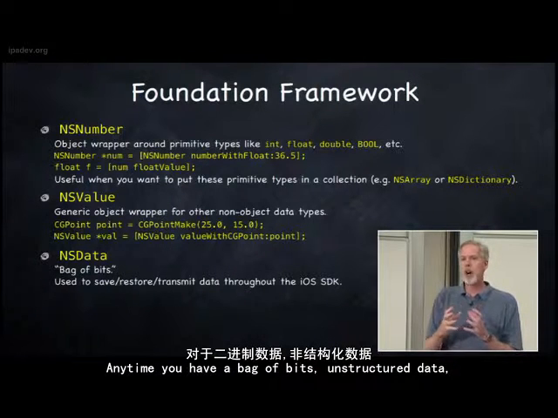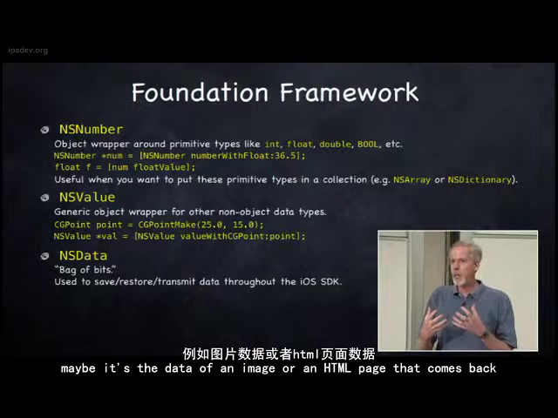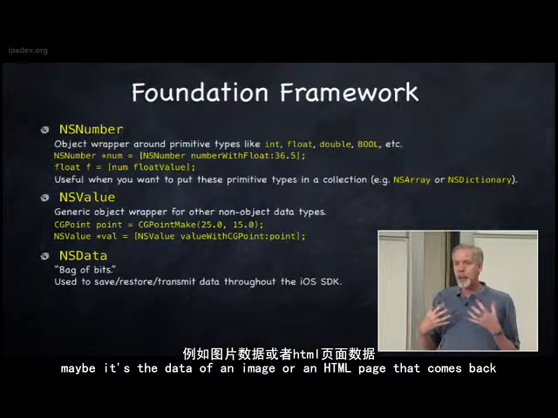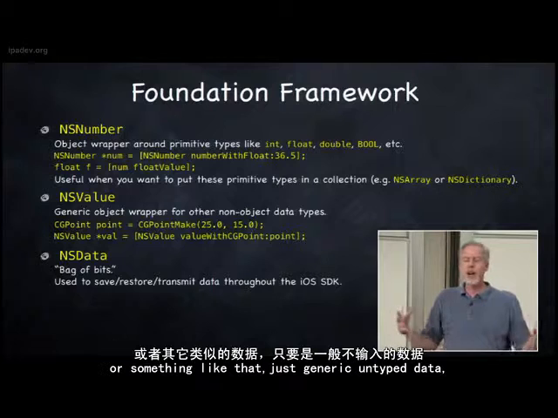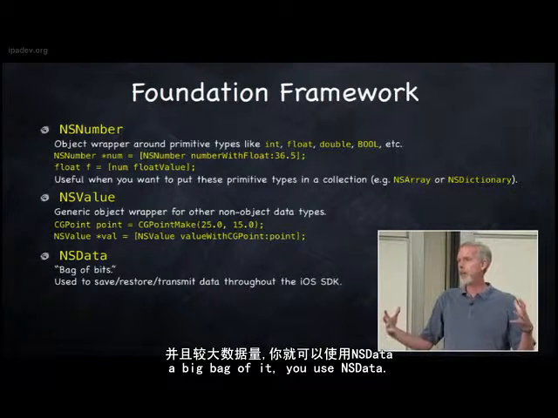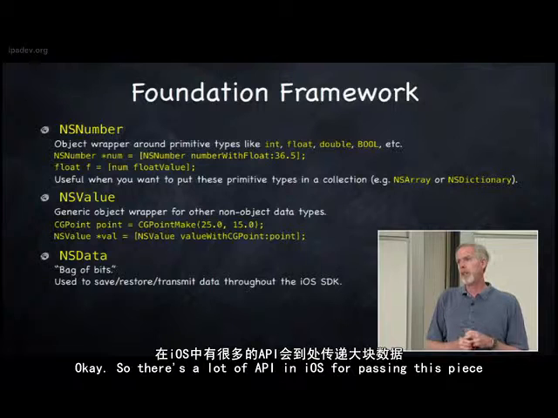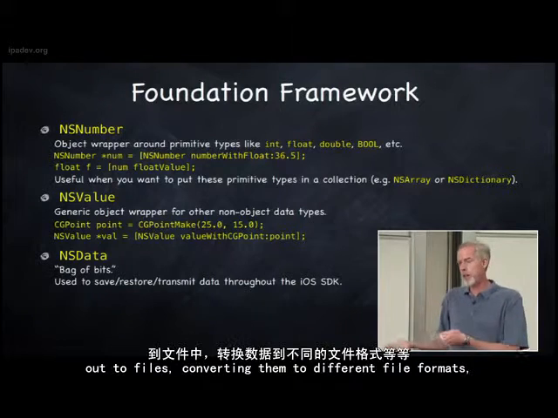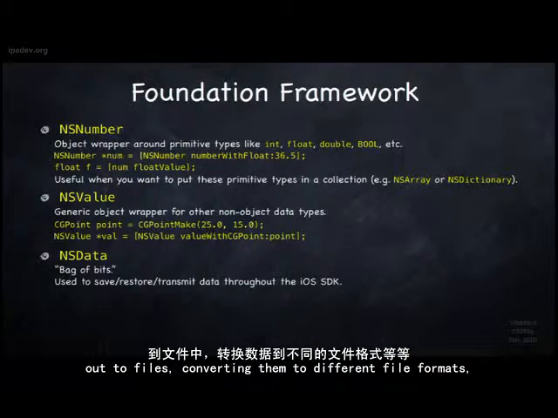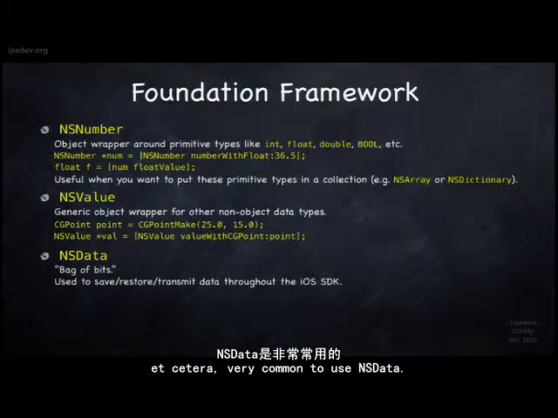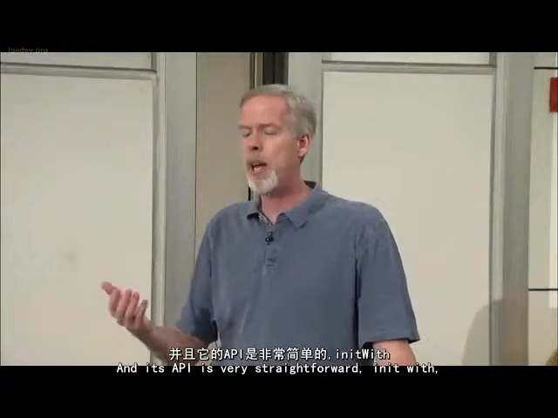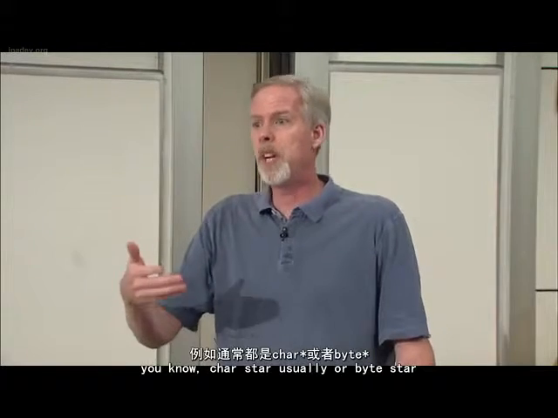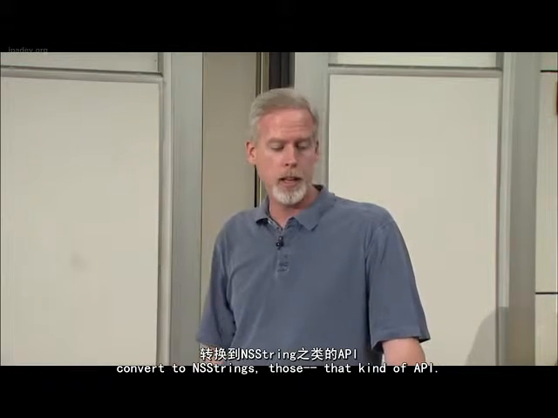NSData, super important class. Anytime you have a bag of bits, unstructured data, maybe it's the data of an image or an HTML page that comes back, just generic, untyped data, a big bag of it, you use NSData. There's a lot of API in iOS for passing these pieces of data around, getting them over the network, writing them out to files, converting them to different file formats, etc. Very common to use NSData. And its API is very straightforward. Init with char star usually, or byte star, and get byte star back, convert to Unicode, convert to NSStrings, that kind of API.